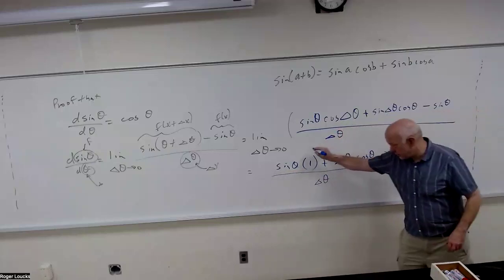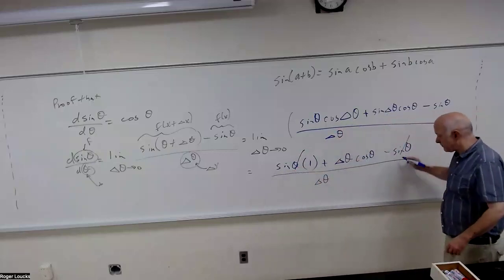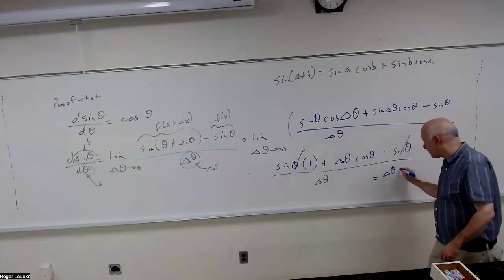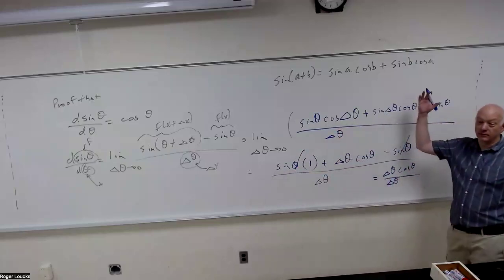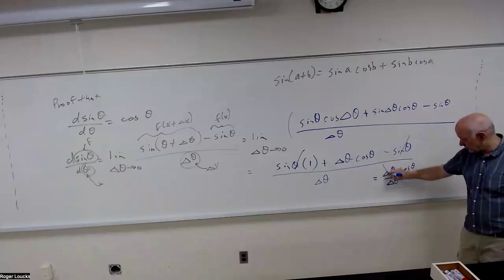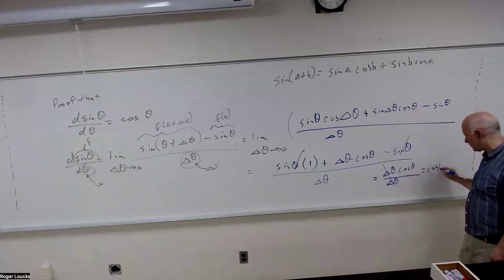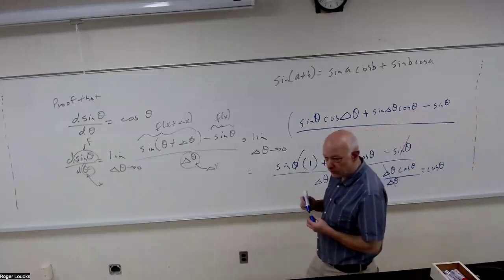That is going to cancel this. And now we have delta theta, cosine of theta, over delta theta. What wonderful thing happens? Delta thetas go out, and this is our cosine of theta. So, beautiful proof.